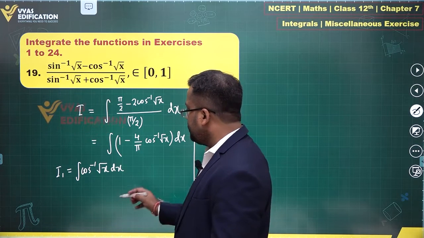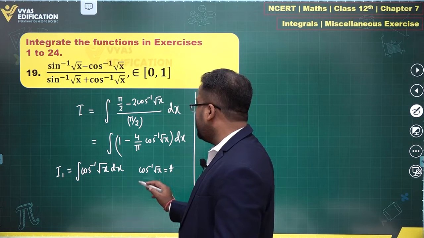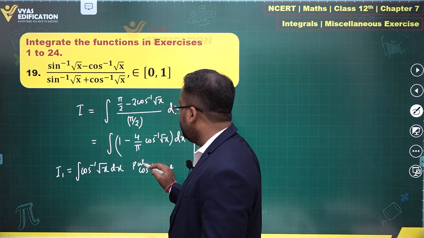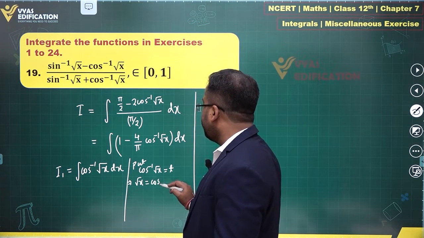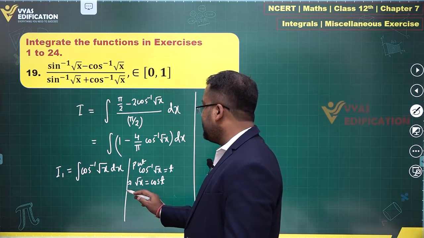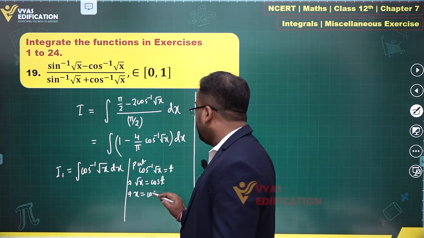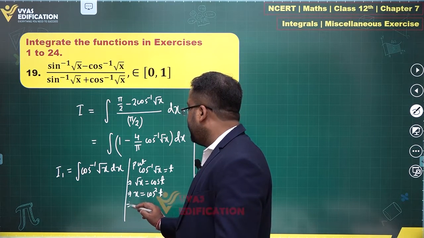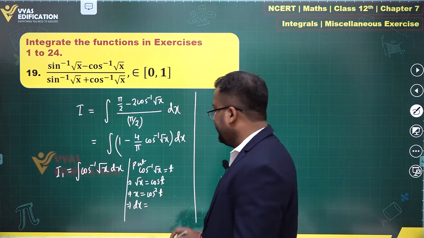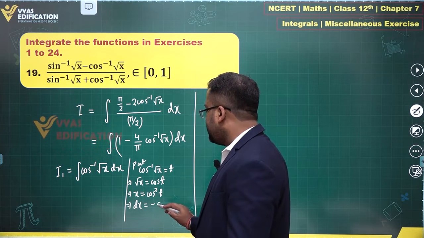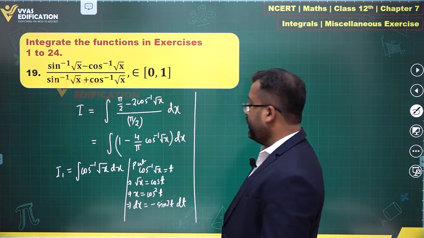So let's use substitution. Cos inverse root x is equal to t. What does that tell me? Root x is equal to cos t, and x is equal to cos square t. What about dx? Dx will be equal to 2 cos t into minus sin t dt, which becomes minus sin 2t dt, since 2 cos t sin t is sin 2t. This is what you get.